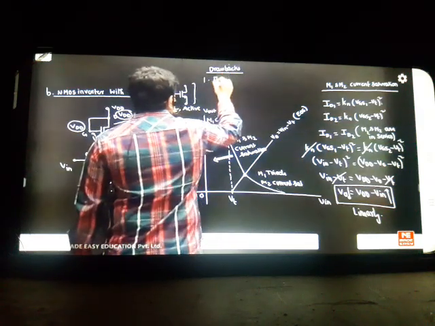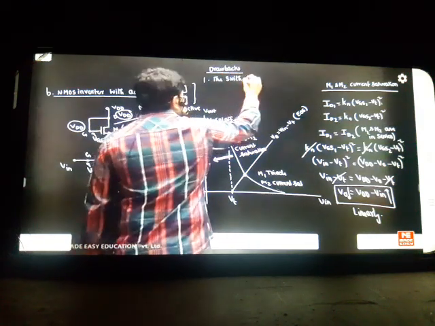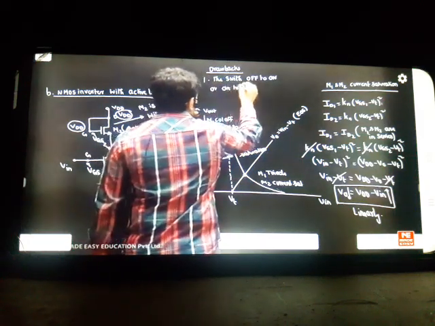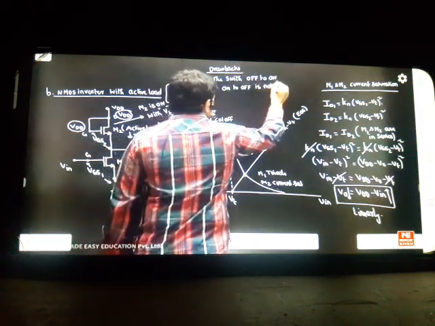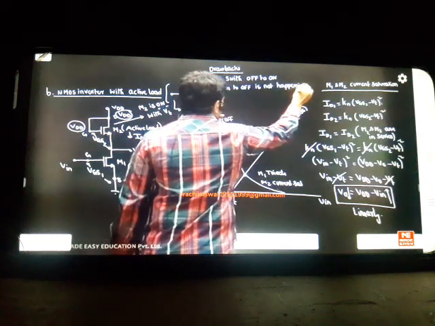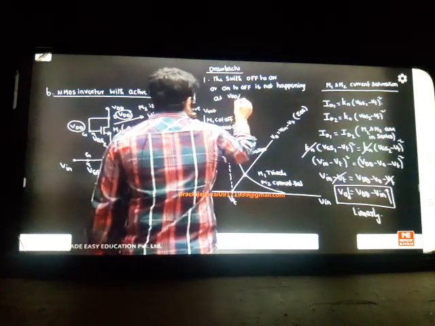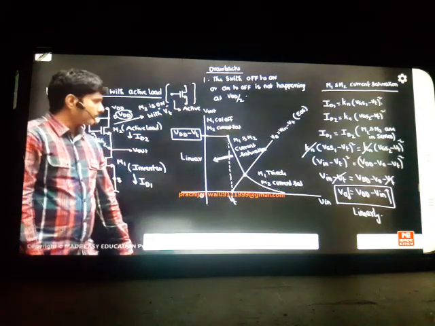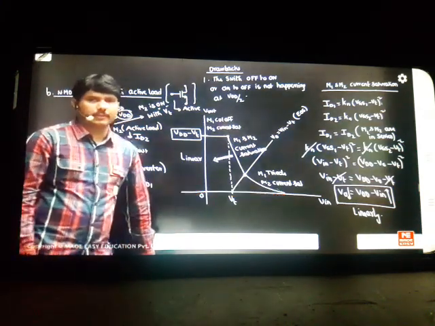First point, the switch off to on or on to off is not happening at VDD by 2. This is one observation. The switch off to on and on to off is not happening at VDD by 2. It's just getting on at VT only. At the threshold voltage only the switch is getting on.